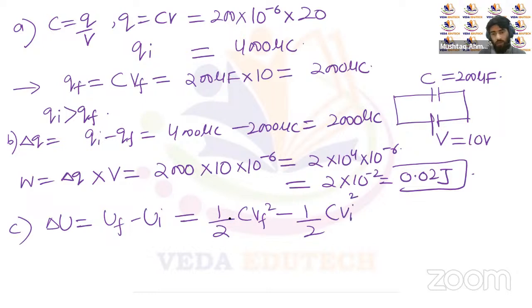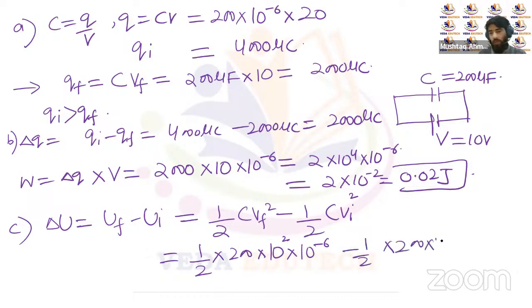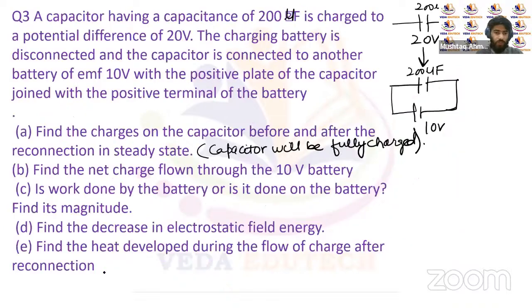right? So you can see the capacitor has a capacitance equal to 200 microfarads, right? And the final voltage is 10, so it will be 10 square, and you have to multiply it with the 10 to the power minus 6 factor, minus half. It will be 200 microfarad multiplied by 10 to the power minus 6, and the initial voltage of the battery was given as 20 volts, so it will be 20 square, right? So from here you can just calculate the change in potential energy, right? So this is how you can calculate the change in potential energy.